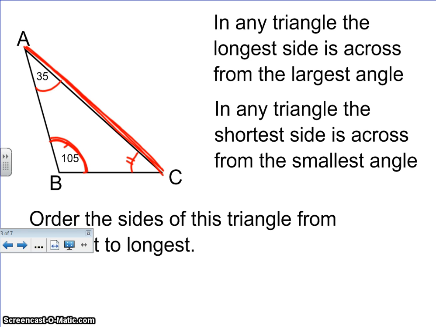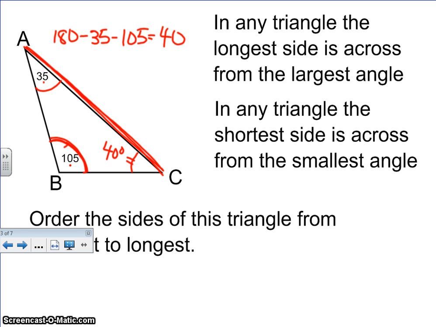Now we kind of jumped ahead on this. We know that this angle is 105. We know that this angle is 35. So we need to find out what the missing angle is. It's going to be 180 minus 35 minus 105. And when you plug that into your calculator, you're going to find out that the missing angle is 40. So this angle right here is 40 degrees.